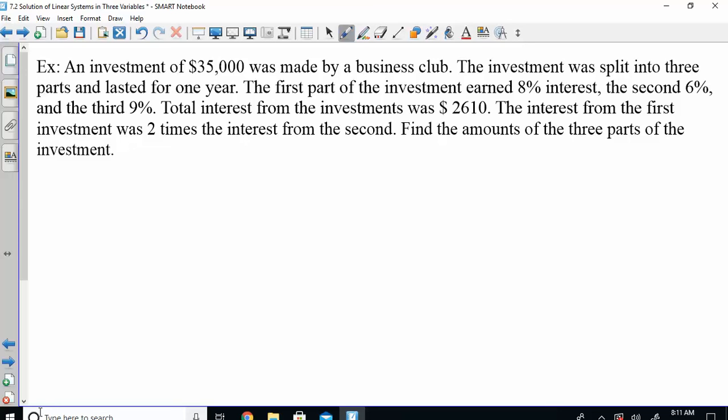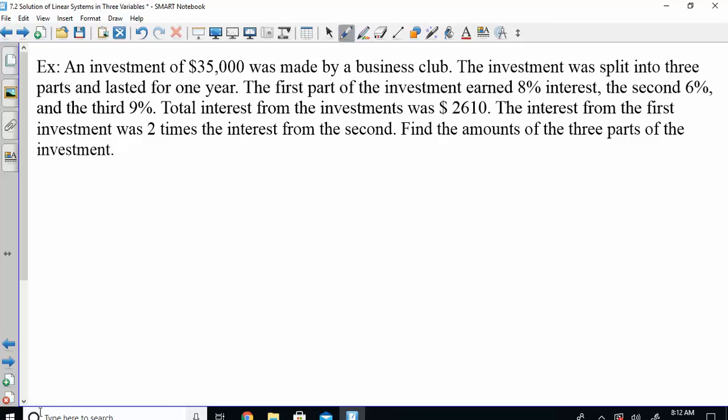Okay, so an investment of $35,000 was made by a business club. The investment was split into 3 parts and lasted for 1 year. The first part of the investment earned 8% interest, the second 6%, and the third 9%. Total interest from the investments was $2,610. The interest from the first investment was 2 times the interest from the second. Find the amounts for the 3 parts. So there is a lot going on here.